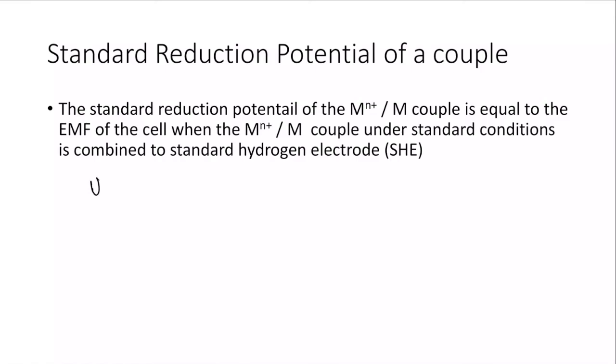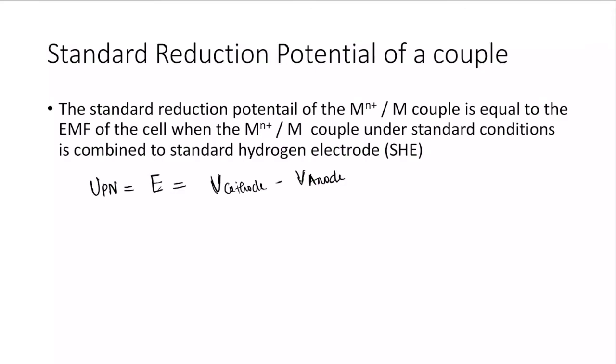The EMF is E, right? What's E? It's V for the cathode minus V for the anode. So this is V, and this is E, the electromotive force.